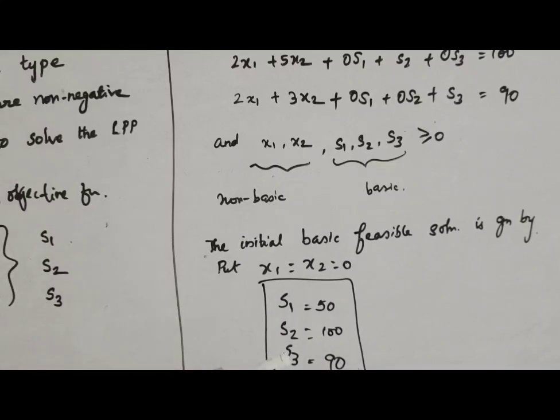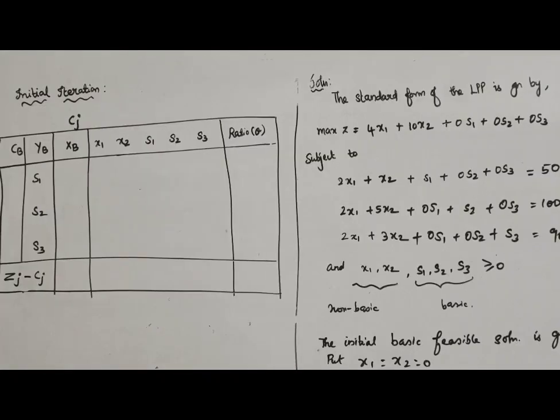By using this initial basic feasible solution, first you have to proceed with the initial iteration table. In this table, you have to remember the notations we are using here. This is CB, the cost for the variables you are introducing. In the initial iteration table, the initial basic feasible solution variables, the slack variables s1, s2, s3, are here, and their corresponding cost should be written here. And this is XB. XB means the right hand side values.